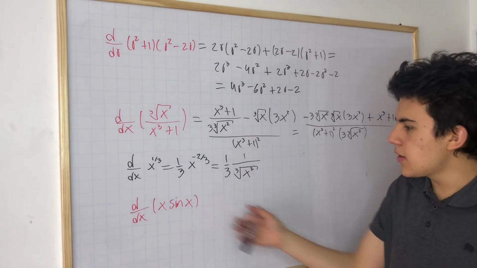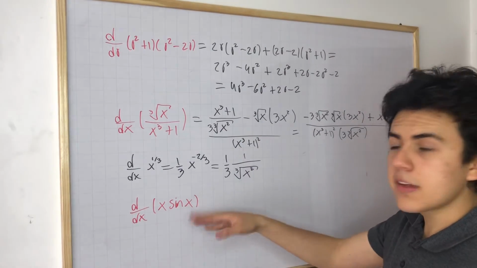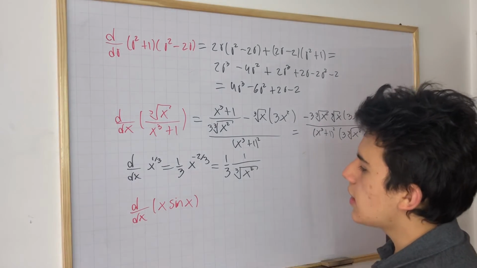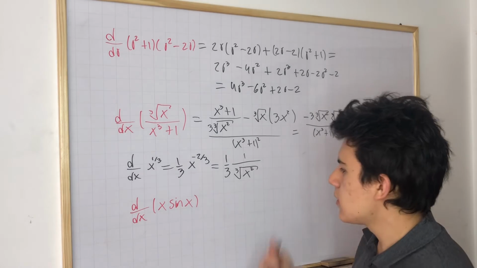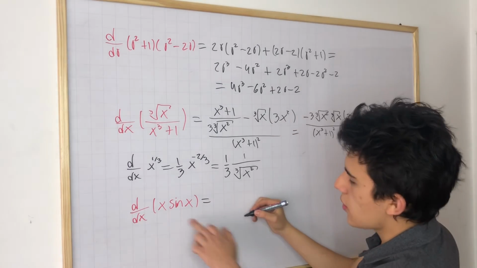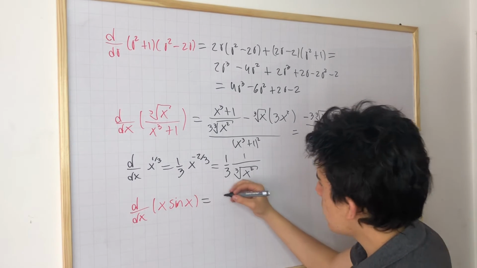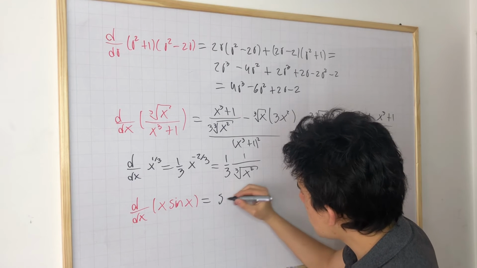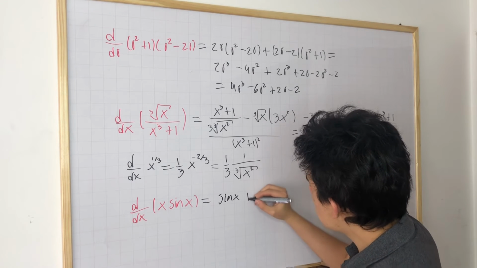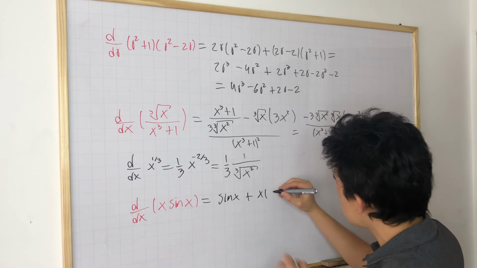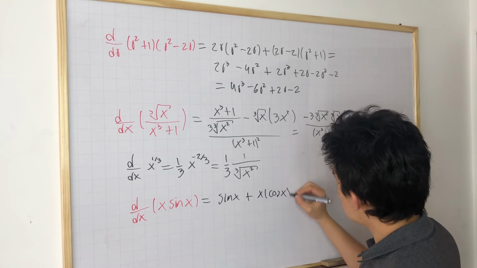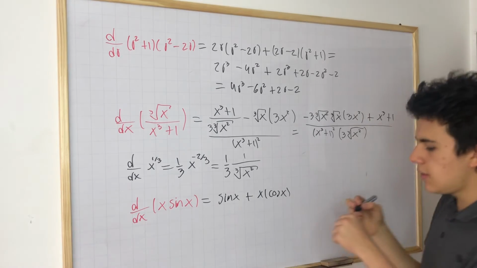Now let's try this derivative. What is the derivative of x times sine of x? In this case, we know the derivative of sine of x is just simply cosine of x. So let's use the product rule. We're going to have the derivative of the first thing, which is just going to be 1, so we have sine of x, plus the derivative of the second term times the first one, so you get x times cosine of x. And that's it. This is how much you get.